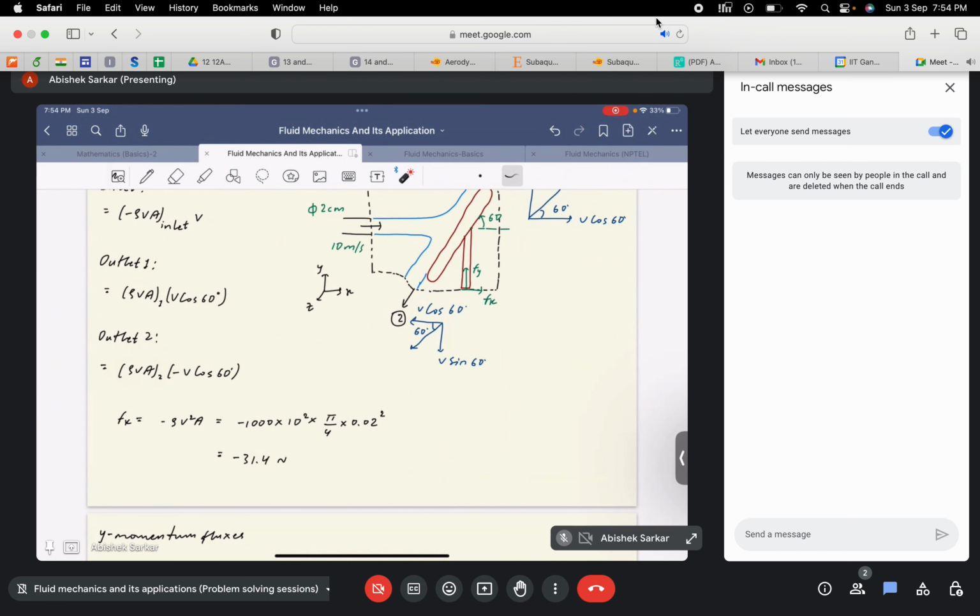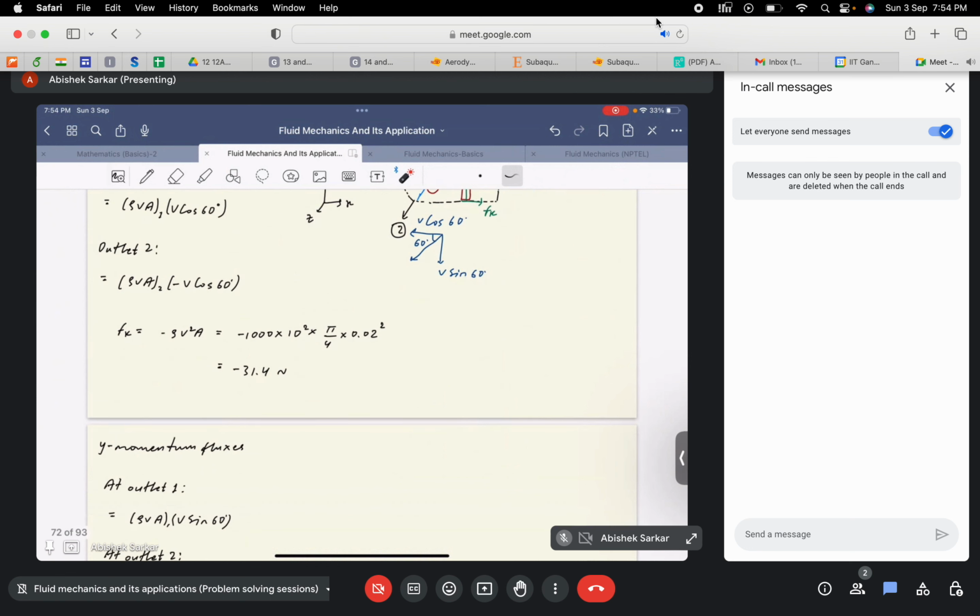Why? Because the area vector and the velocity vector are in the same direction, so this is positive. But again, this is negative. Why? Because with respect to our chosen frame of reference, this v cos 60 degrees is along the minus x direction, so we would have a minus sign here. So it is minus v cos 60 degrees.